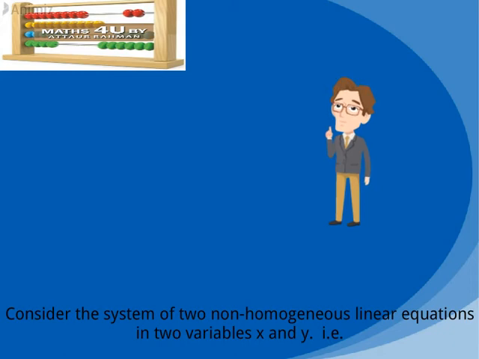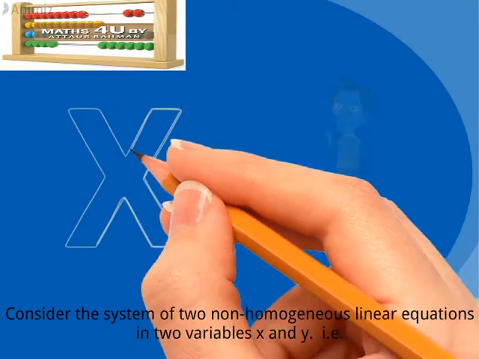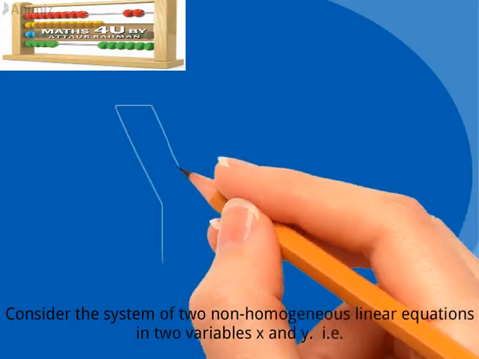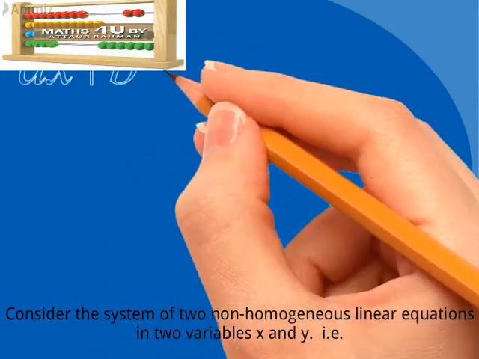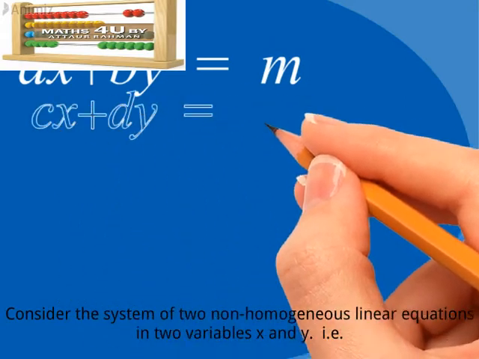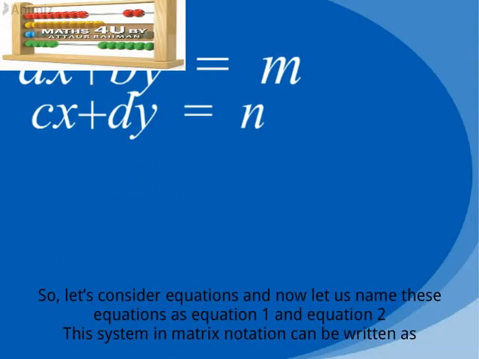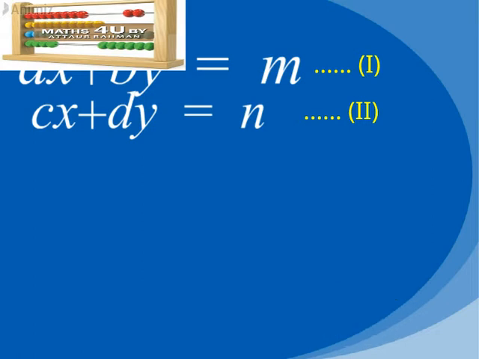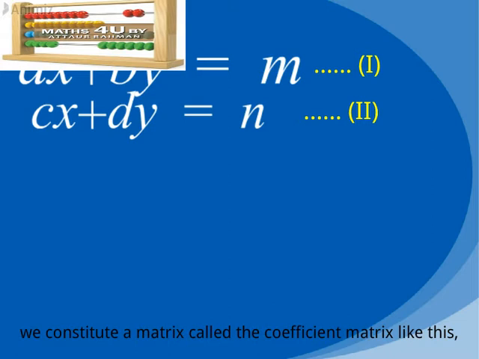Consider the system of two non-homogeneous linear equations in two variables x and y. That is, a into x plus b into y is equal to m, and c into x plus d into y is equal to n. So, let's consider equations, and now let us name these equations as equation 1 and equation 2. This system in matrix notation can be written as: we constitute a matrix called the coefficient matrix like this.